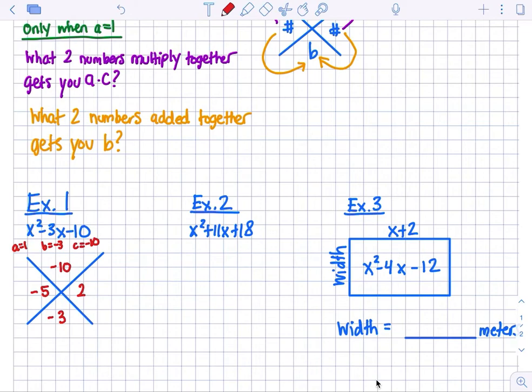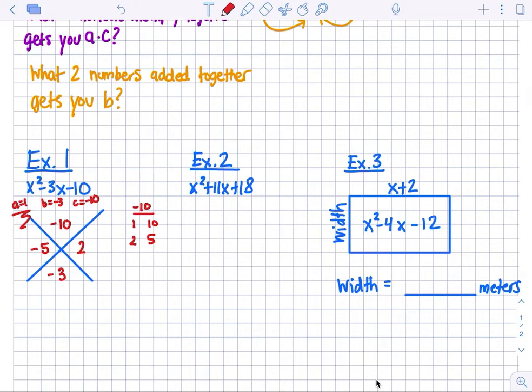negative 3. So I know some students like to make a factor list, and this would help them to also determine what two things added together or subtracted together give you negative 3. And since a is equal to 1, all you have to do is, these are your factors. So it's going to be x minus 5 times x plus 2. And there are your factors. These two things multiplied together will give you that trinomial, or quadratic.